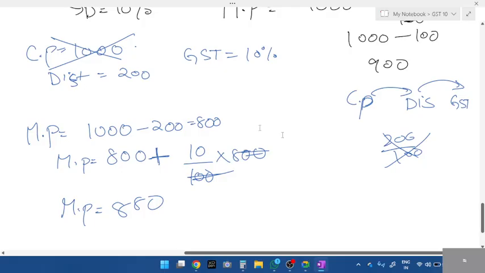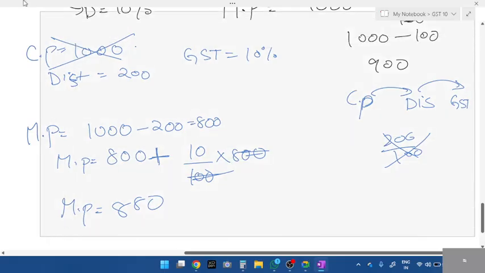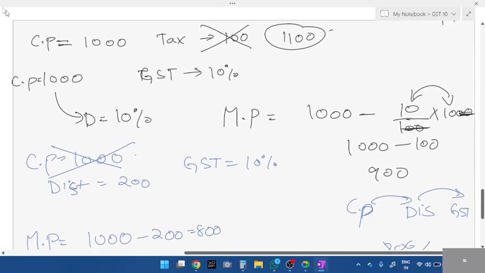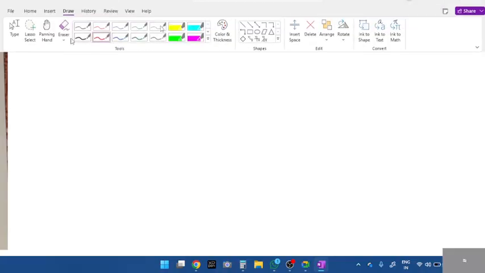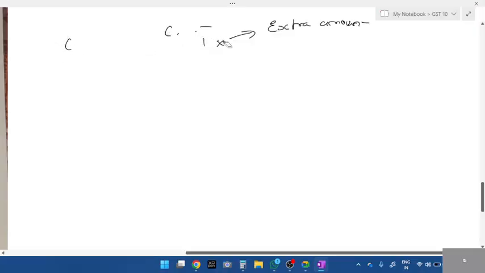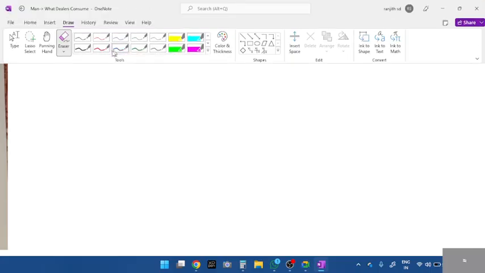These are the basic calculations you need. Cost price, selling price, mark price, then discount, GST. Now, when it comes to GST, there are two types: interstate, intrastate.